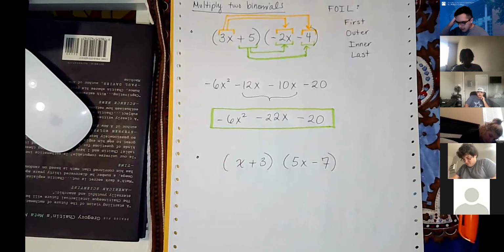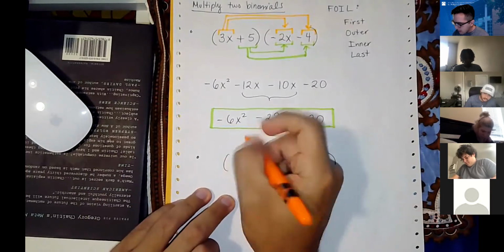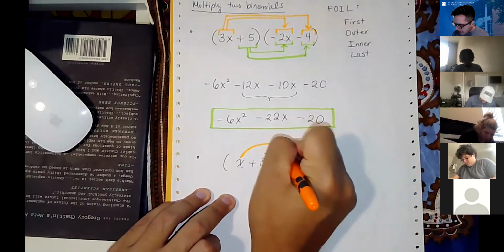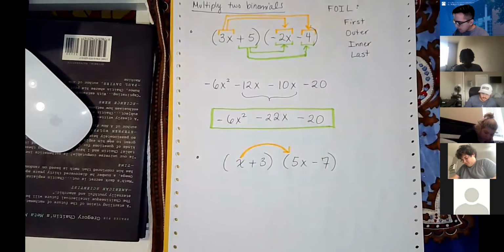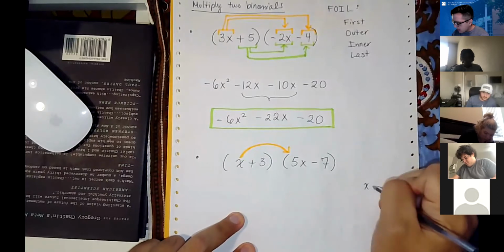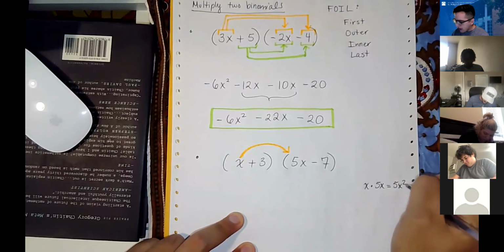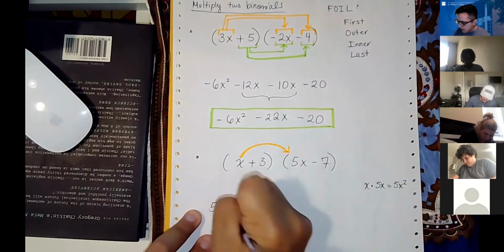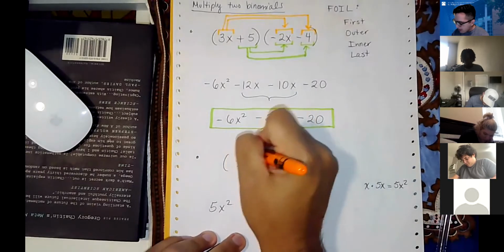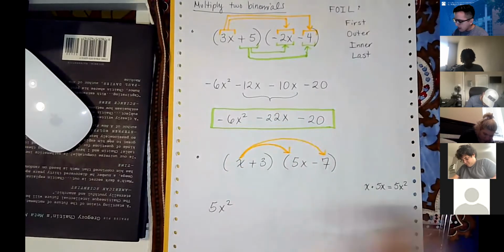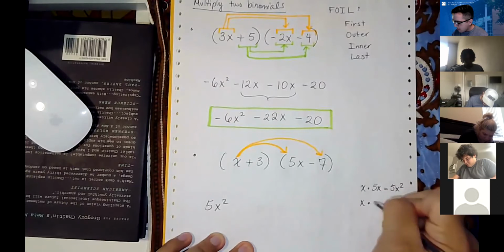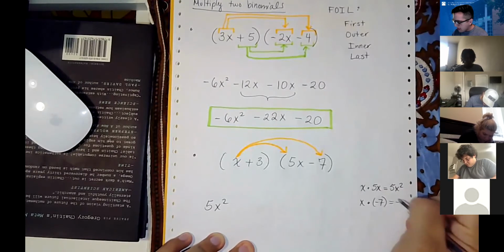And in the interest of time, I'm going to work this one out along with you guys. If you need to do some scratch work, you can definitely do that. I just do a lot of it in my head. So again, we're going to multiply the x times the 5x. x times 5x should be 5x squared. I'm going to write that down. Then the x times the negative 7 should be negative 7x.